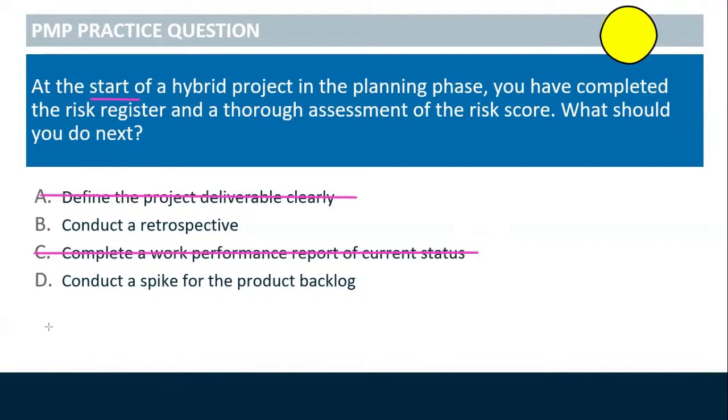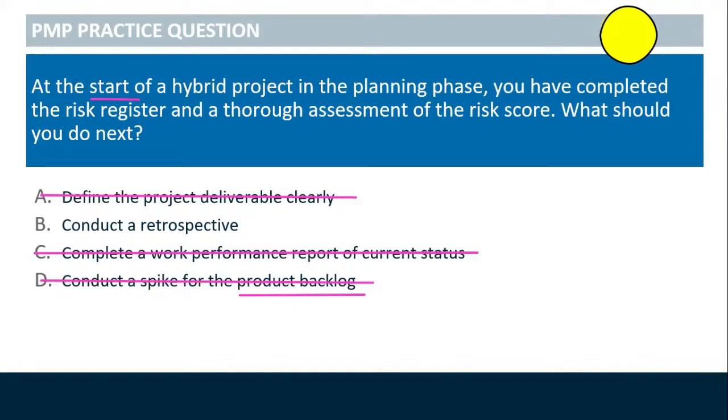Option D, conduct a spike for the product backlog. Now, this doesn't make complete sense. First of all, we're at the start of a project. We haven't gotten into a sprint. And secondly, when we talk about a spike, it's generally for an item in the backlog, not the entire backlog. And we're just done with risk assessment. So this doesn't make much sense. You would do a risk-based spike somewhere in a sprint, and that will be for further discovery of a story or an item in the backlog. So D is not correct. It's not stated correctly, and it doesn't make sense.